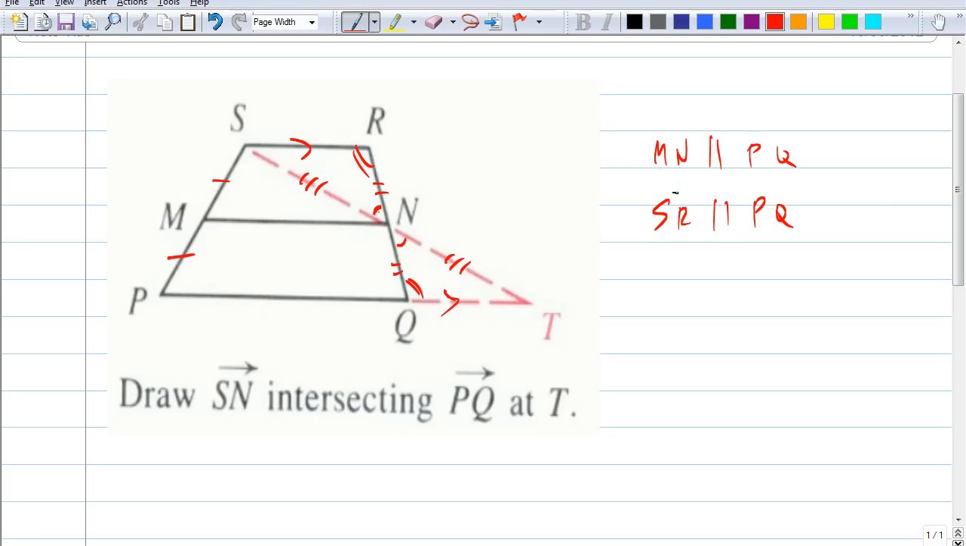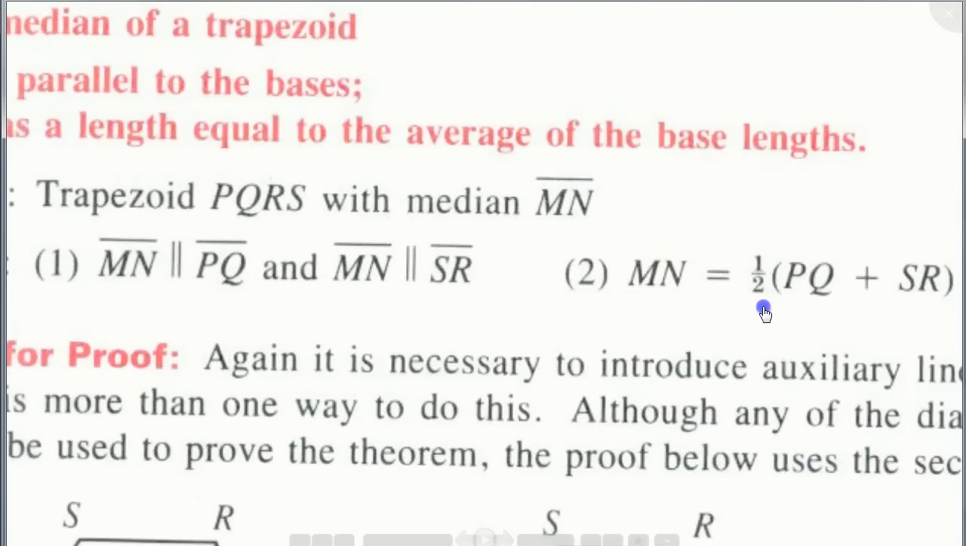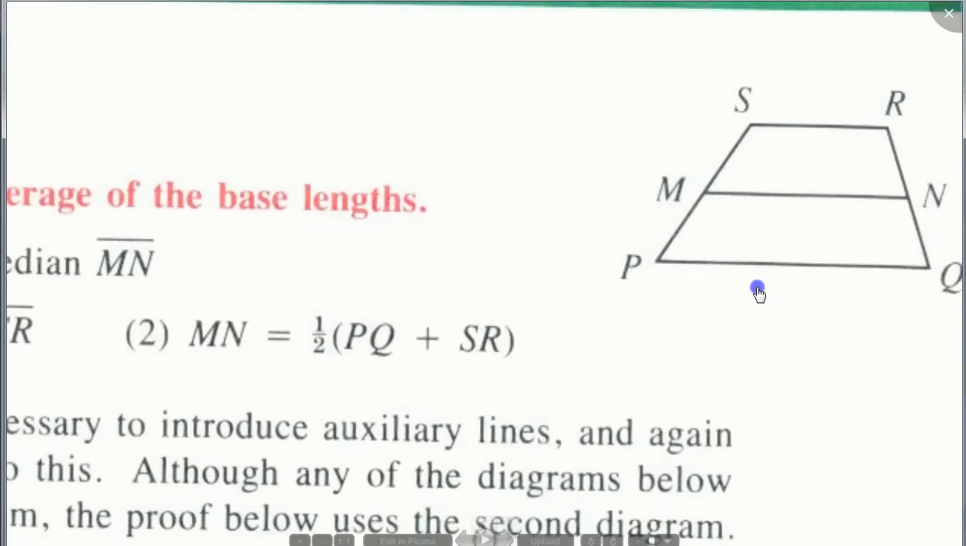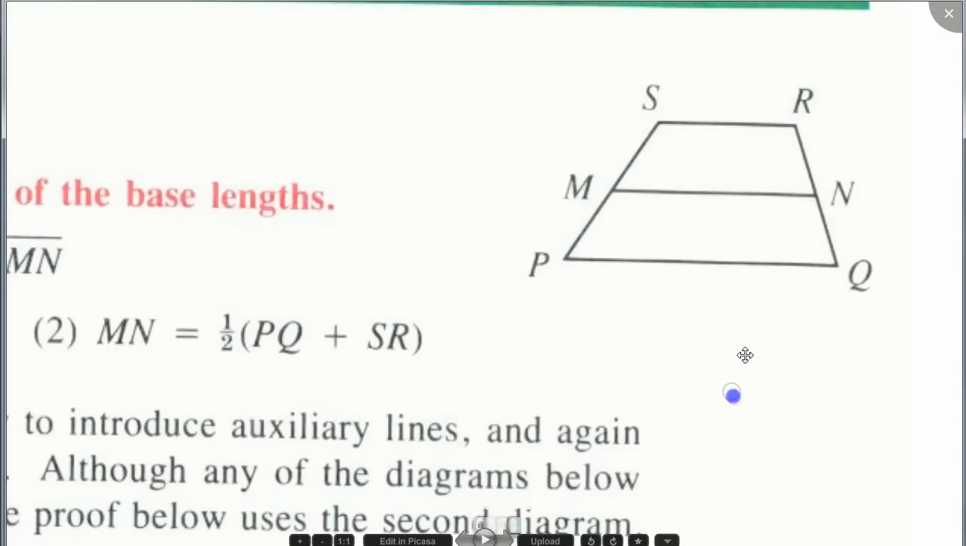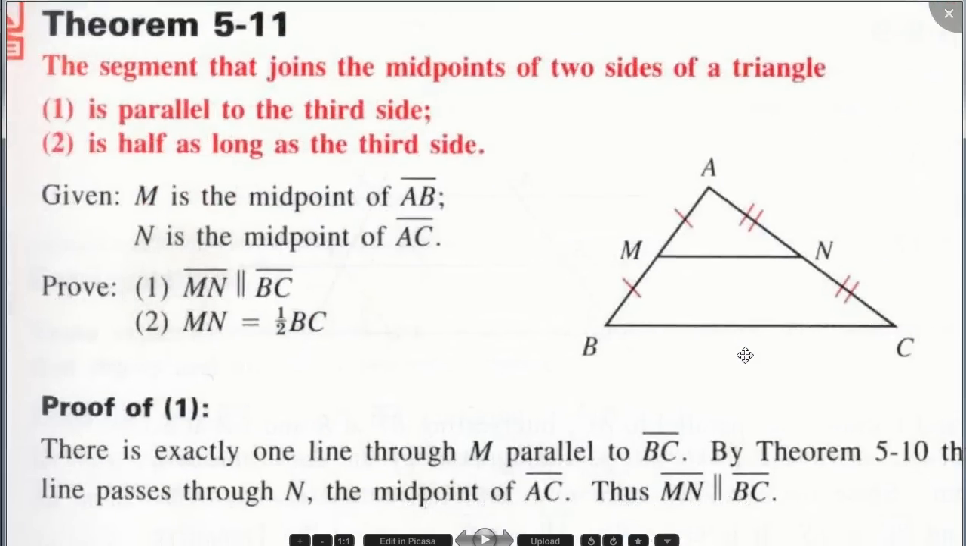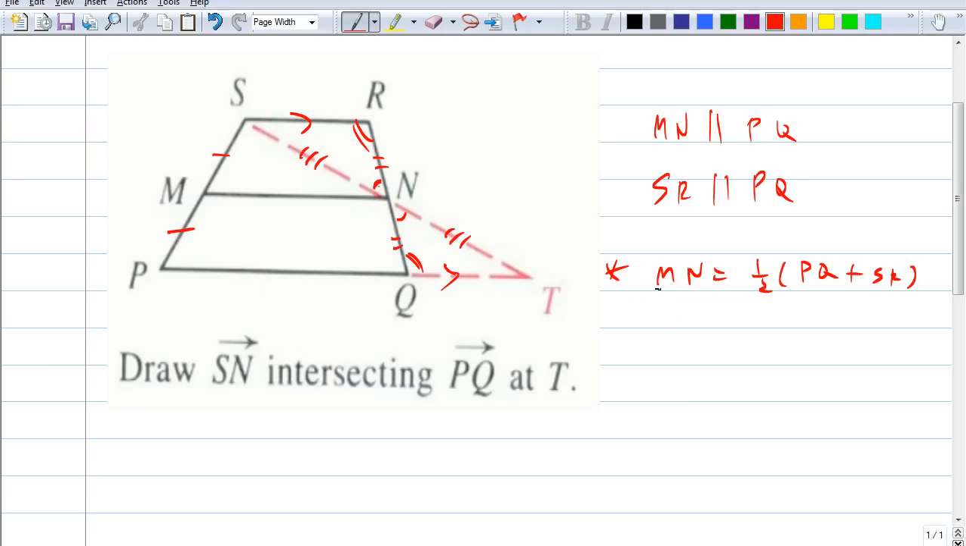But what we wanted to say next is, if you remember the theorem, that's not all. The theorem says, not only are they parallel, we know that MN is half of PQ plus SR, right? So it turns out the previous theorem is going to be helpful for us. So let me write it down. We want to show that MN is equal to half of PQ plus SR. Showing these two triangles congruent is going to help us prove this too. One person see it?